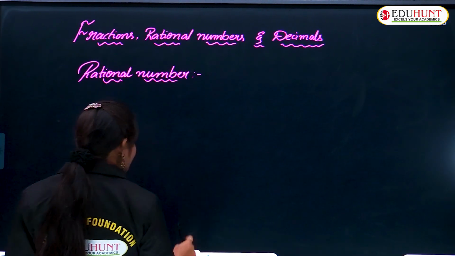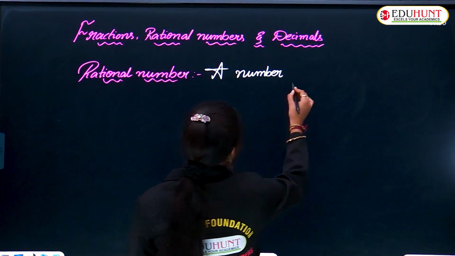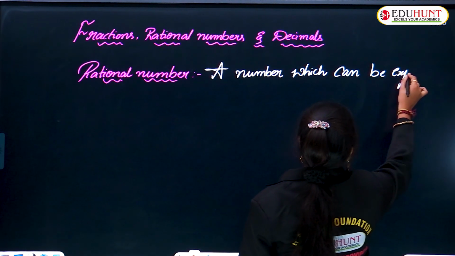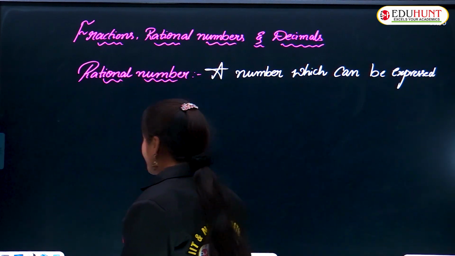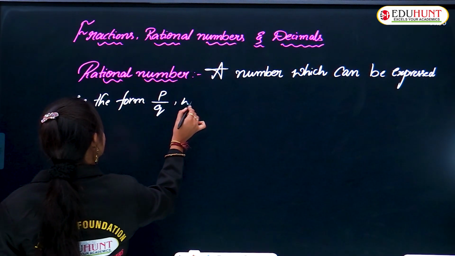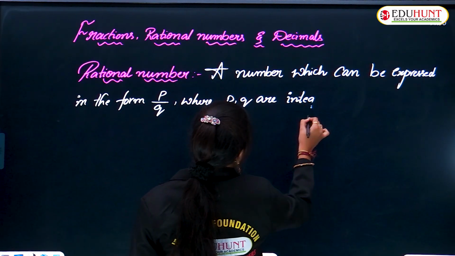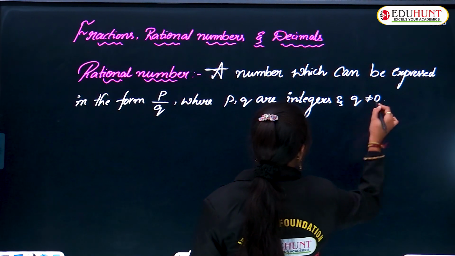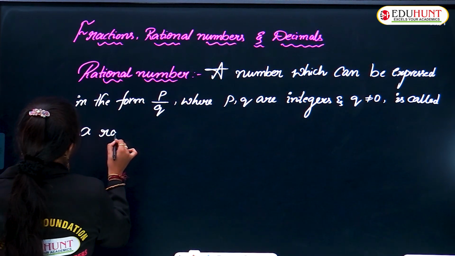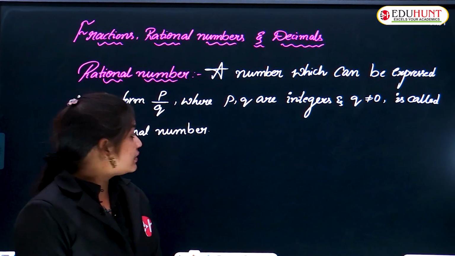What is a rational number? Again, the definition is given in your material. A number which can be expressed in the form p by q, where p, q are integers and q not equal to 0, is called a rational number. Yes or no? Only this is the definition of a rational number.